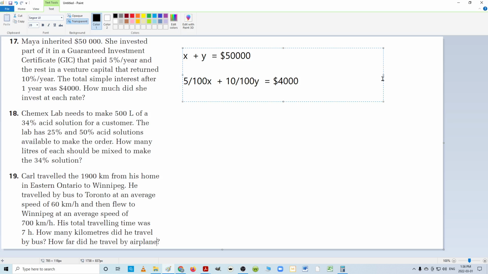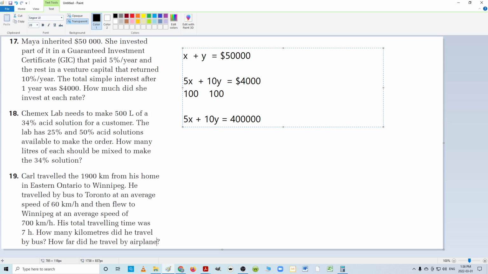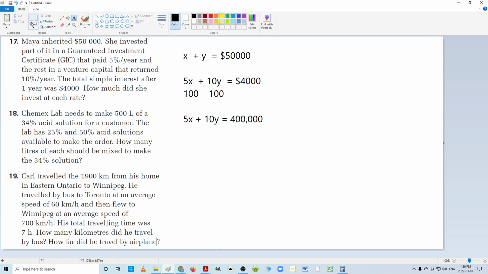Now, if I multiply this bottom one by 100 to get rid of that 100, oh, by the way, that x is not like that. It's actually 5x over 100 and 10y over 100, like this. Those are fractions. I'm not going to bother drawing the stick. But if I multiply both sides by 100, I get 5x plus 10y. Gets rid of the denominators. It is equal to, and when I multiply something by 100, add 2 zeros. There. Now I have two things.